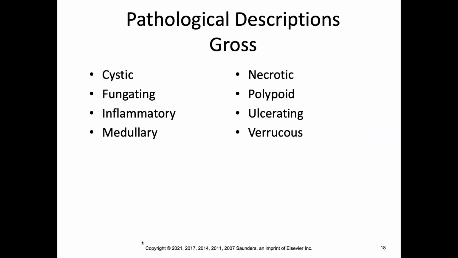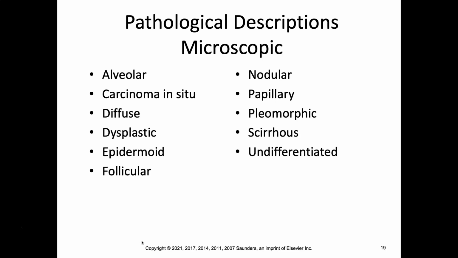All right, so what are some descriptions? Now, it says here gross, and this is going to be viewed to the eye. When you think gross, just think this is what you see when you're eyeballing it, so to speak, versus microscopic, which is what the cells look like underneath the microscope. And now you get to microscopic. Here's what it looks like underneath the microscope when you look at those cells.